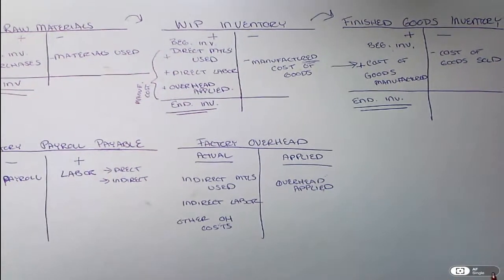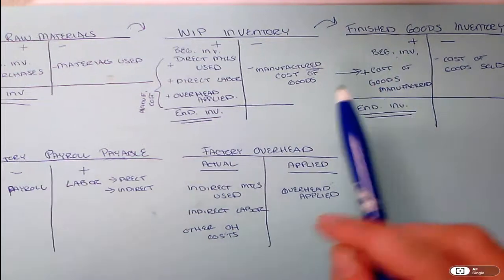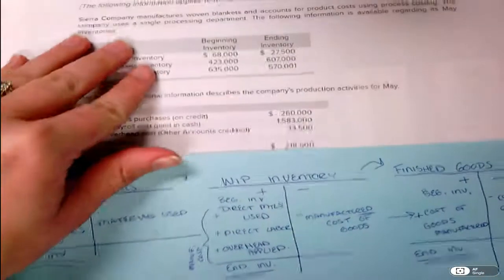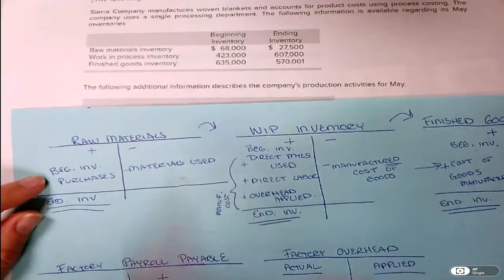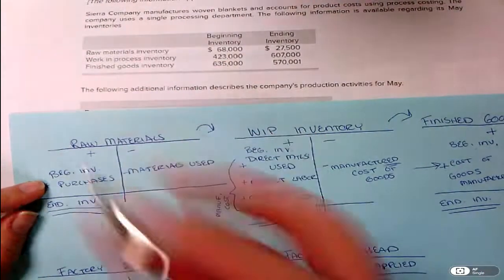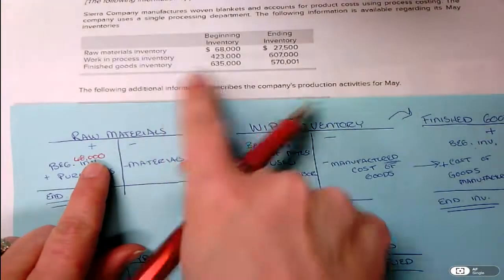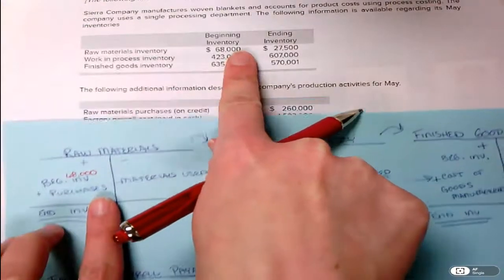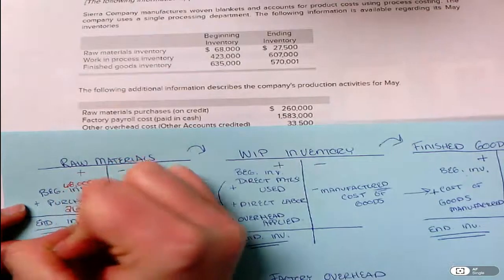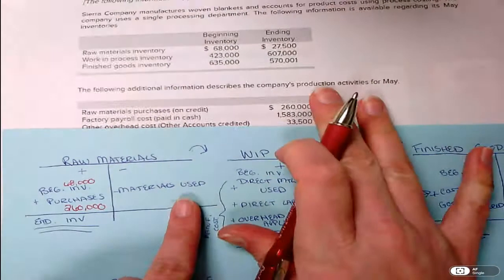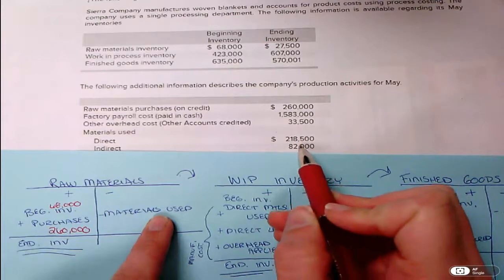Okay, so this is where it gets hard. If you followed along so far on how these T accounts are affected by each item, then you can go back to your problem and start filling in the dollar amounts with what you know. For example, raw materials. Start with the beginning inventory. Raw materials, beginning inventory, 68,000. This is going to get a little messy because I'm running out of room, but I'm starting out with 68,000. I'm going to add to it any purchases. Raw materials purchases, 260,000. Raw materials used, 218,500 and 82,000.